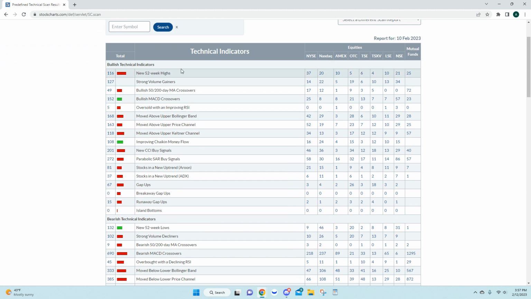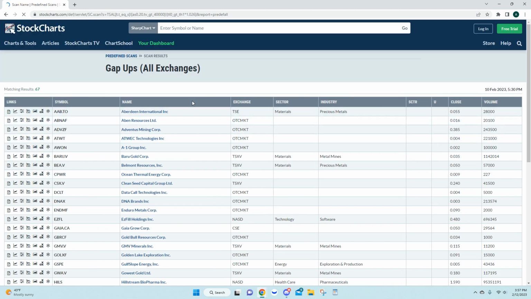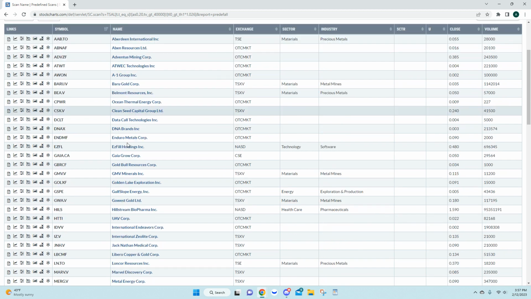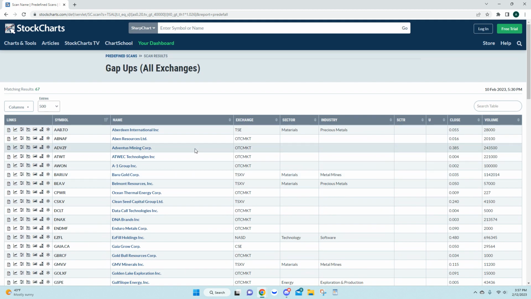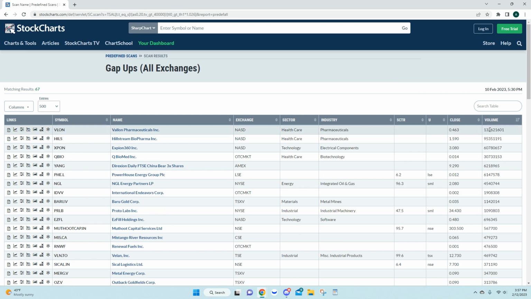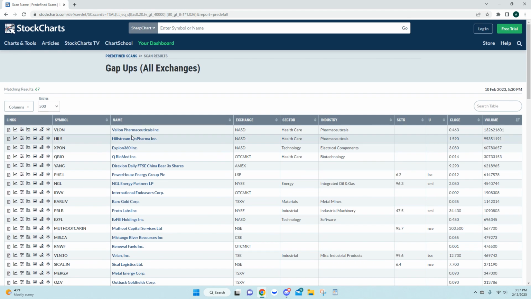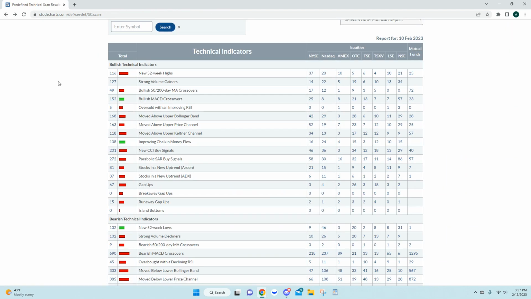Let's look at some bullish indicators here. Gap ups are a good one to look at. It's going to pull up everything that gapped up that day. What I'll typically do is come over to this volume area and make sure the higher volume is up on top, and then you'll get some more well-known names up there. Looking at this, we don't really have that much, so let's go back here and see if I can find a good one.